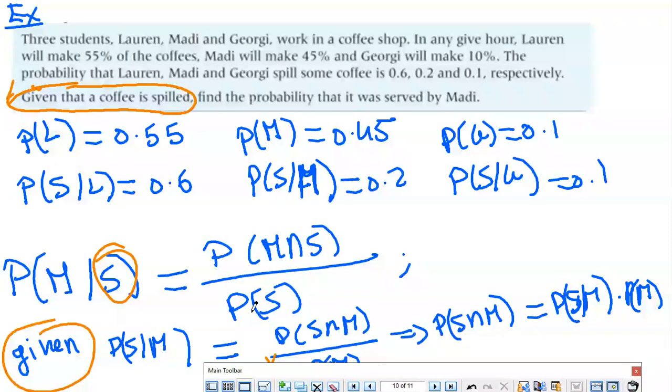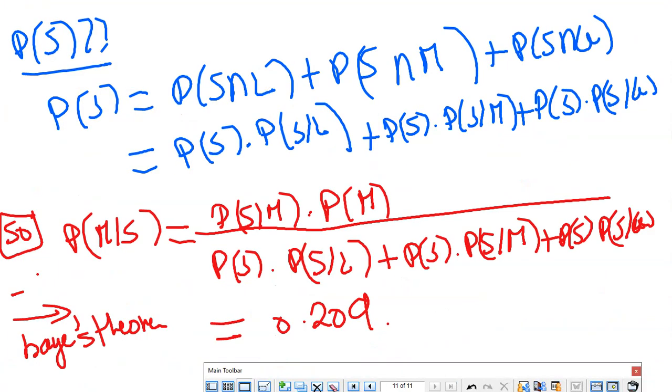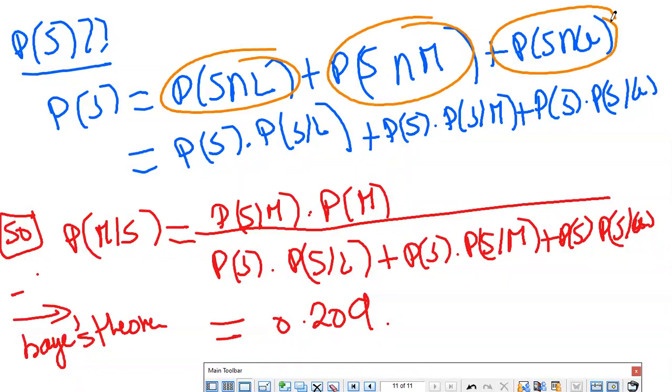Now I still have the probability of P of S. What does it mean? Spilling the coffee. Who is going to spill the coffee? It's either Lauren, or Maddie, or Georgie. It means P of S is what? It's P of S intersection L plus P of S intersection M plus P of S intersection G. Do I have those? Those also are not given. How are we going to find those probabilities?